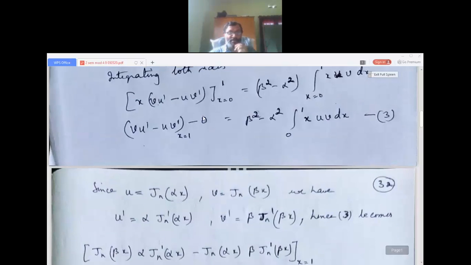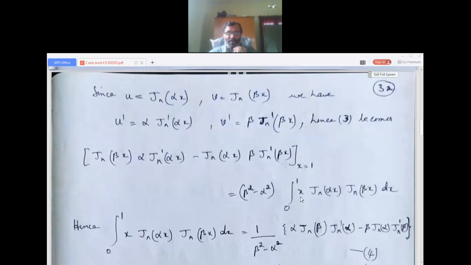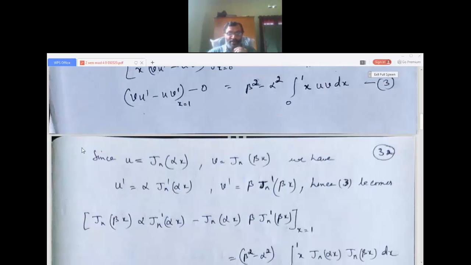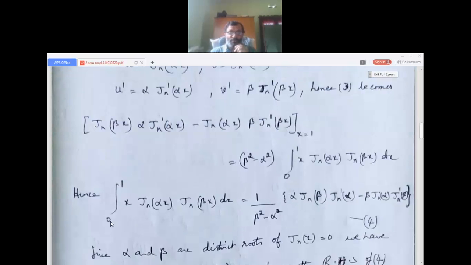So I'll put all this in 3. Putting this in 3, I get v u dash, that is Jn beta x into alpha Jn dash alpha x, minus u v dash, that is Jn alpha x into beta Jn dash beta x, at x equals 1, where we substituted the limit. Here beta squared minus alpha squared, integral 0 to 1 of x u v, is Jn alpha x into Jn beta x dx. Now I want this on the other side, because this is required in the derivation, that is x into Jn alpha x into Jn beta x dx.